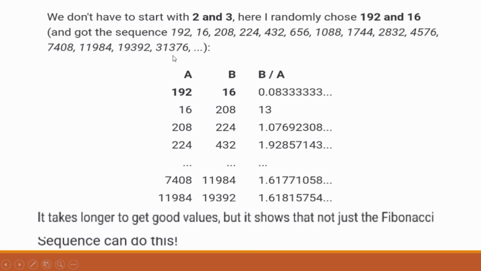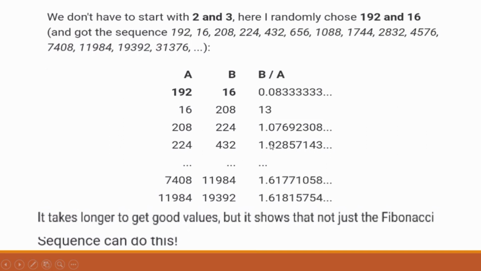So, let us get the golden ratio of 192 and 16. So, yung B natin is 16 and A natin is 192. We will get 0.08. Okay? And here, 208 divided by A, which is 16, we have 13.